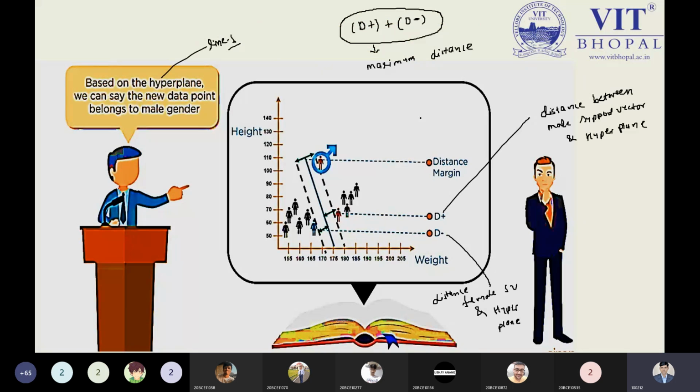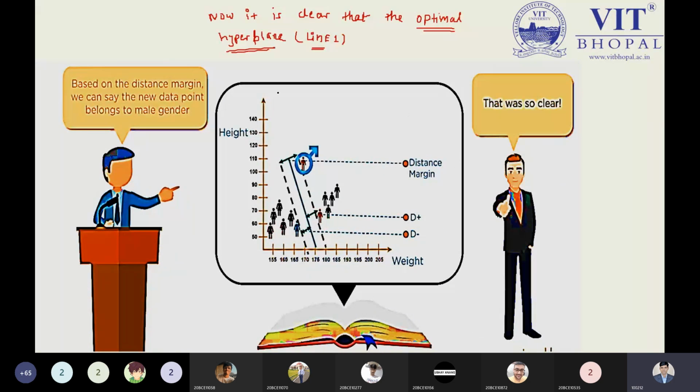Margin, distance, vector, space, and all the parameters are clear to all right now. It is clear to all, all these steps. Yes, sir. So this is what the support vector machine was. It is clear to everyone right now. Now we can say line one is the optimal line, so this would be the hyperplane. We have already seen that the new data will be male.